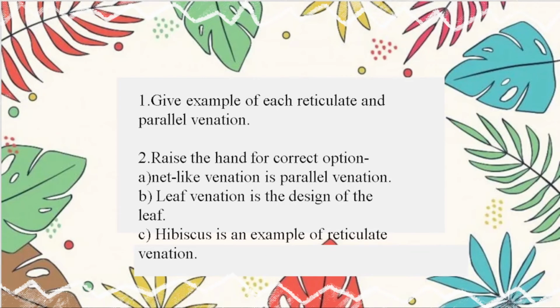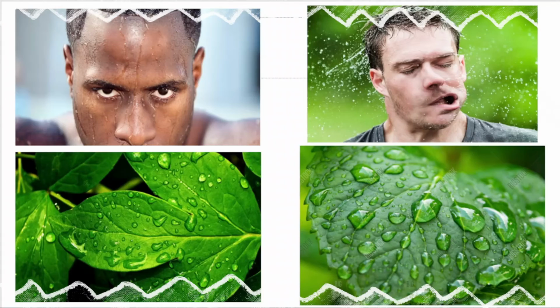Very good. Leaf venation is the design of the leaf. Yes, leaf venation is a design of leaf. This is a correct statement. Now, hibiscus is an example of reticulate venation. Yes, hibiscus is an example of reticulate venation. And if you want to find out whether it is true or false, you can go and find the hibiscus plant, that is called gudhal in Hindi. You will go and search the leaves to see whether it has reticulate venation or not. Very good, everyone. Now come to the next topic.